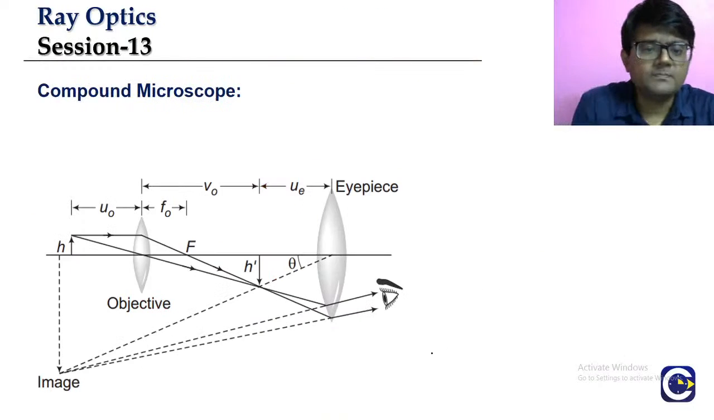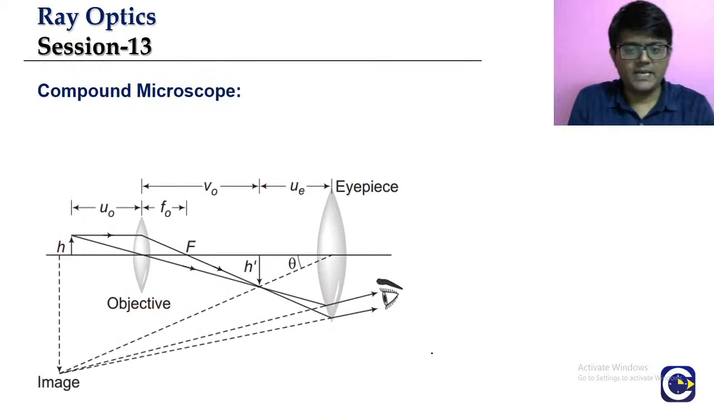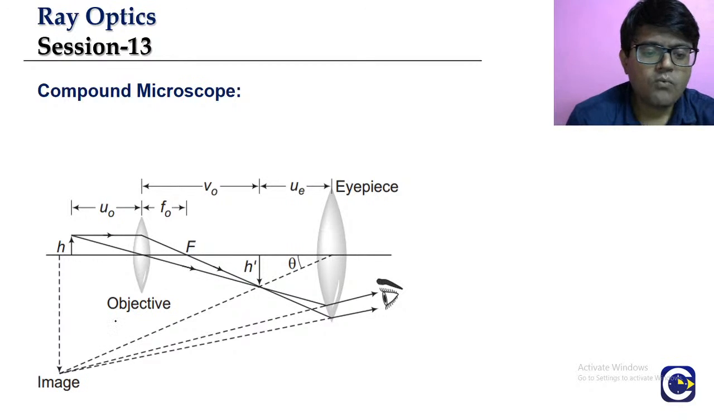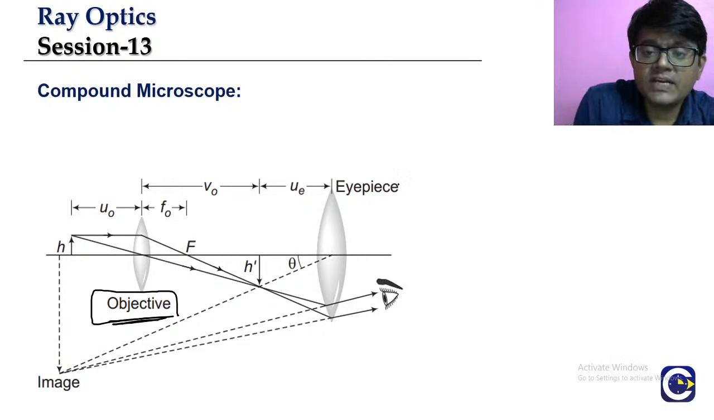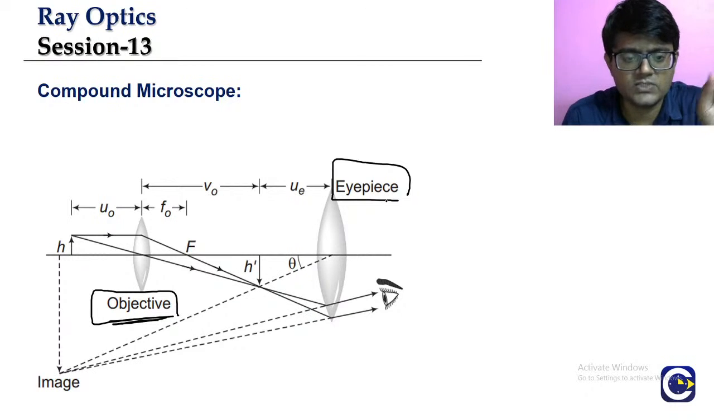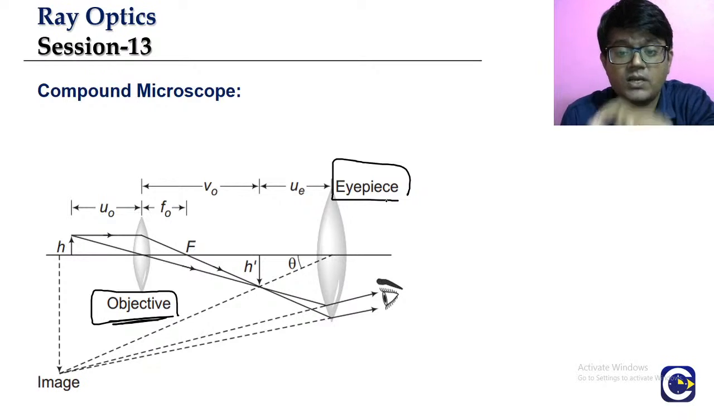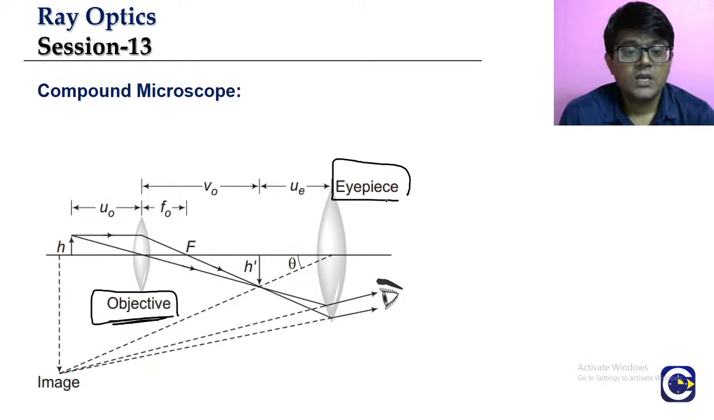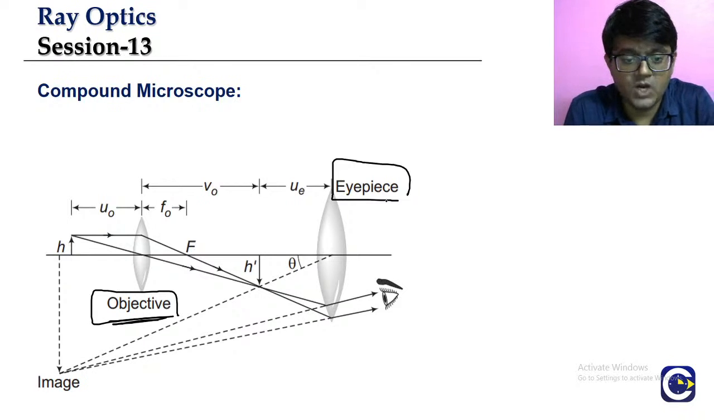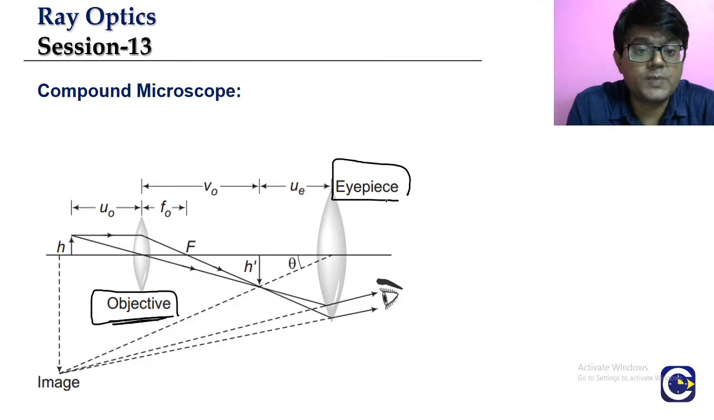Now we will get into the compound microscope. As I said, a compound microscope will have a combination of two lenses. One we will call the objective. The second one is the eyepiece. So a compound microscope will have two lenses. One is called what? Objective. Second will be what? Eyepiece. Okay. So here the objective and the eyepiece will have some specifications.